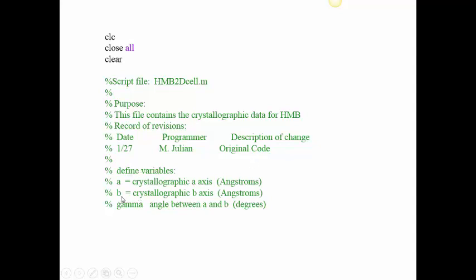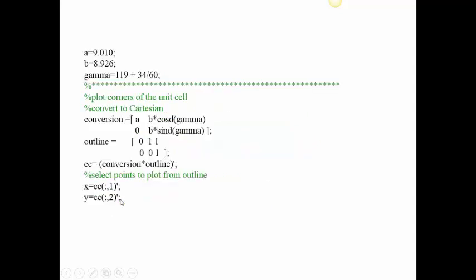We're defining our variables A, B, and gamma, and now we write them out. Here's our A, B, and gamma as in the previous slide, and here's my conversion to Cartesian. Here's my outline of the cell, and in this particular case I've only started at the origin and come up to A, so I'm only giving you 2 points, and then what you're supposed to do is just put in the rest of these points. There's also a little video that describes this more in detail.